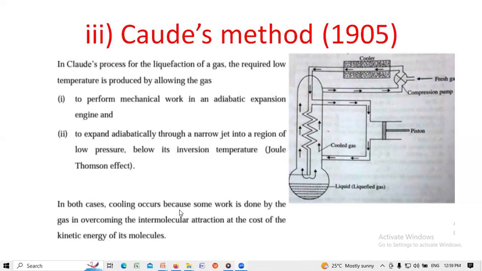In Claude's method, when the gas is allowed to expand against external pressure under adiabatic conditions, the gas has to work against the external pressure. Since the process is adiabatic, no heat is lost or gained by the system. This causes a decrease in the temperature of the gas. We can say that work is done at the expense of the internal energy of the gas, which results in a fall in temperature. Claude in 1905 applied this principle in combination with the Joule-Thomson effect for liquefaction of gas.